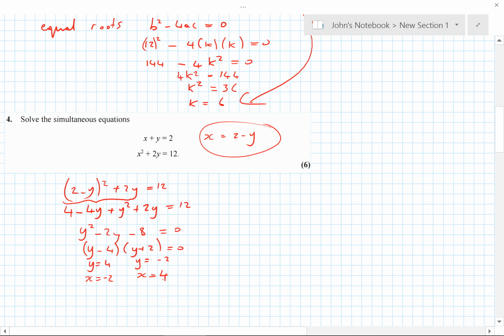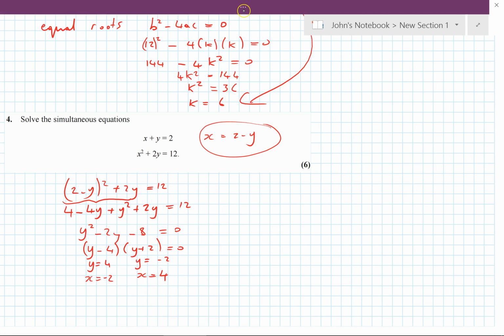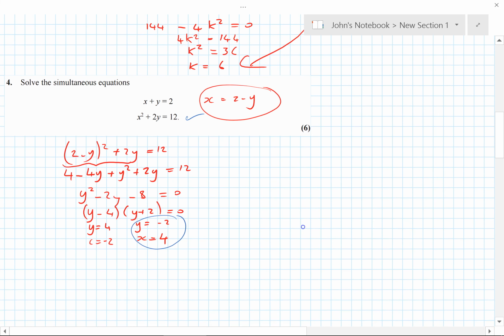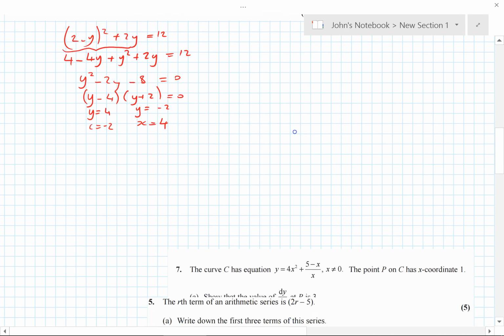I might go back and check that this all works. For this solution, for example, does it work? Put minus 2 in there, we get 4, plus 2 times 4, which is 12, so that's correct. And for this one, put 4 in there, that's 16, minus 2 times 2, which is 12, which is correct. And of course they do both add up to 2, so it's definitely right. So there we go, we can move on.